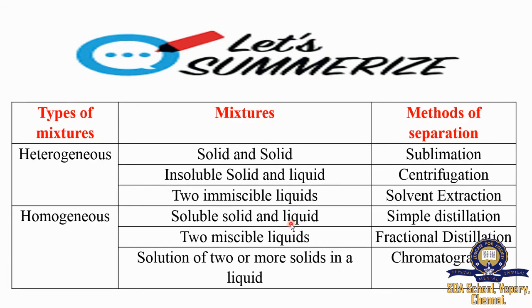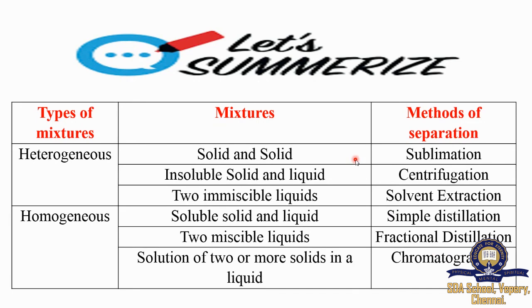When it comes to homogeneous mixtures like a soluble solid and liquid, the best example of this mixture is a salt solution. We can use the simple distillation method to separate those mixtures. When it comes to two miscible liquids, that is the acetone and benzene we saw, right? The best method of separation is the fractional distillation method. It is an advanced method of simple distillation. And if we want to separate the solution of two or more solids in a liquid, then the best method would be the chromatography method.